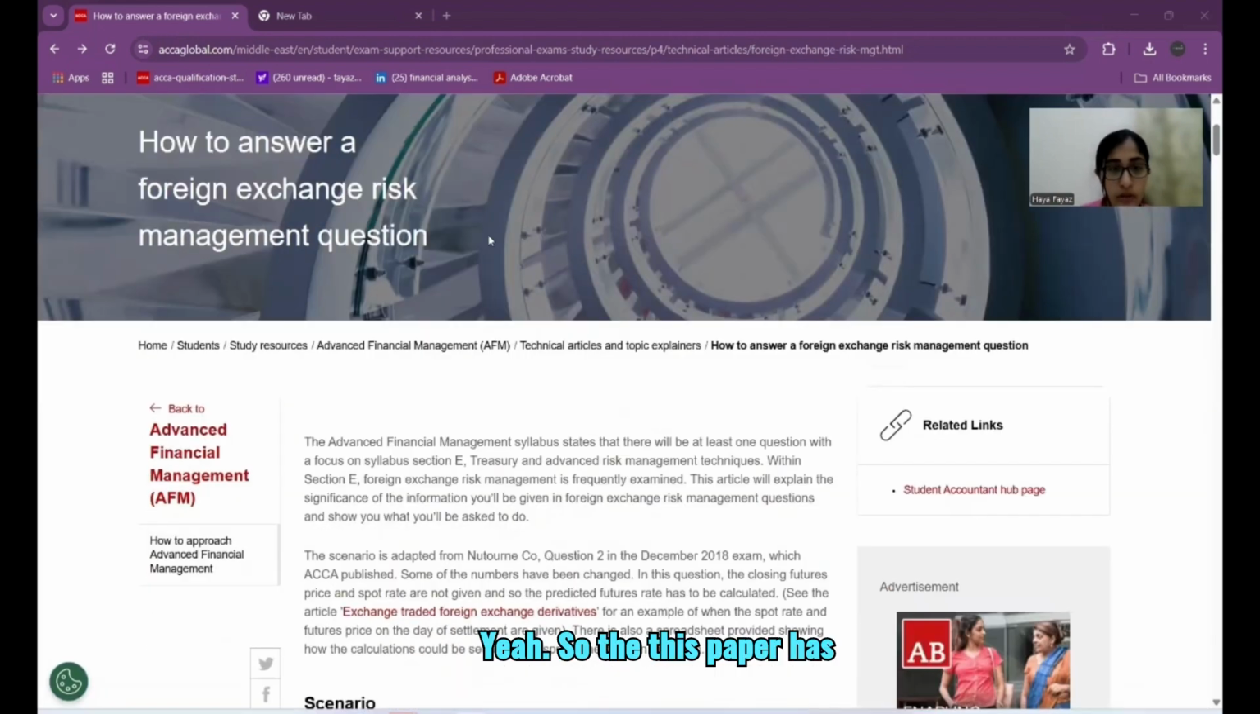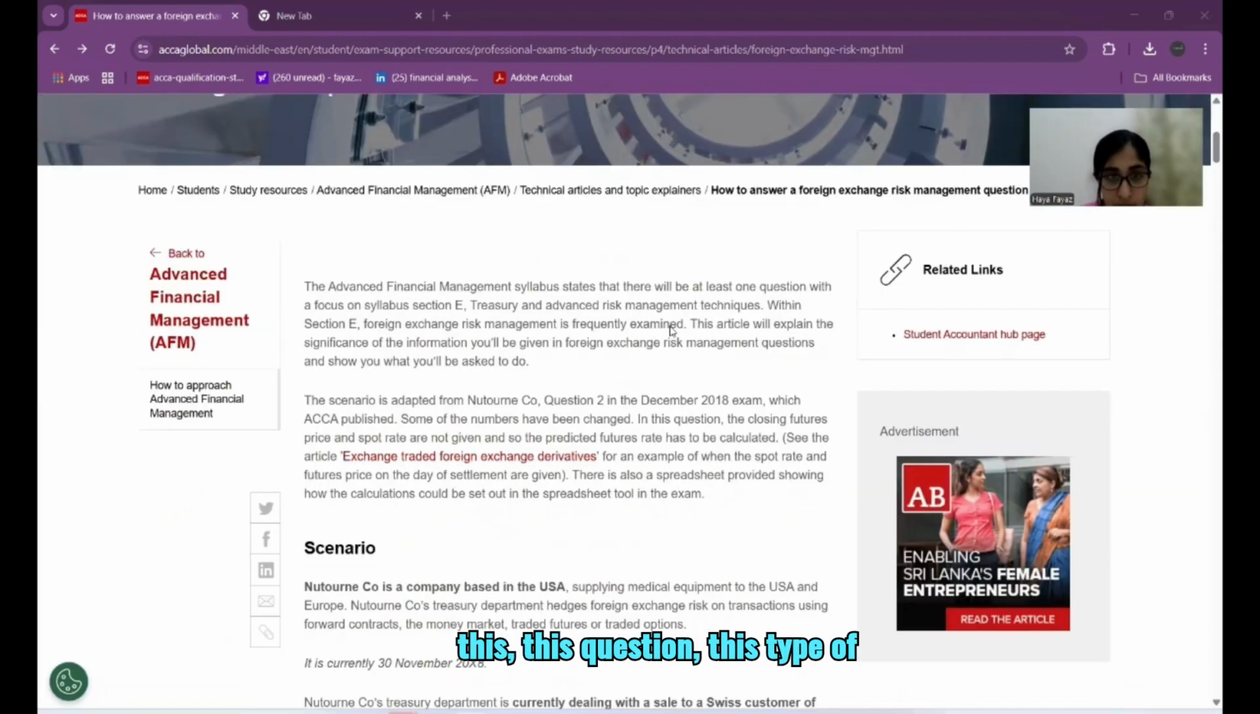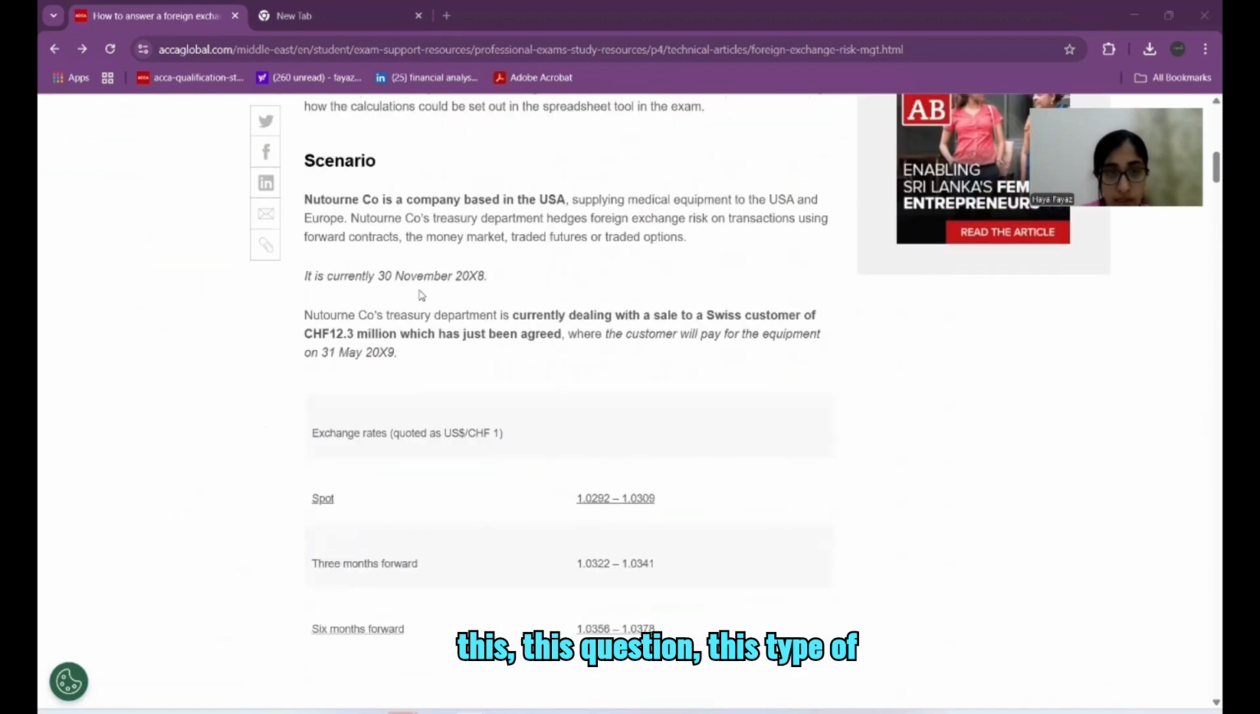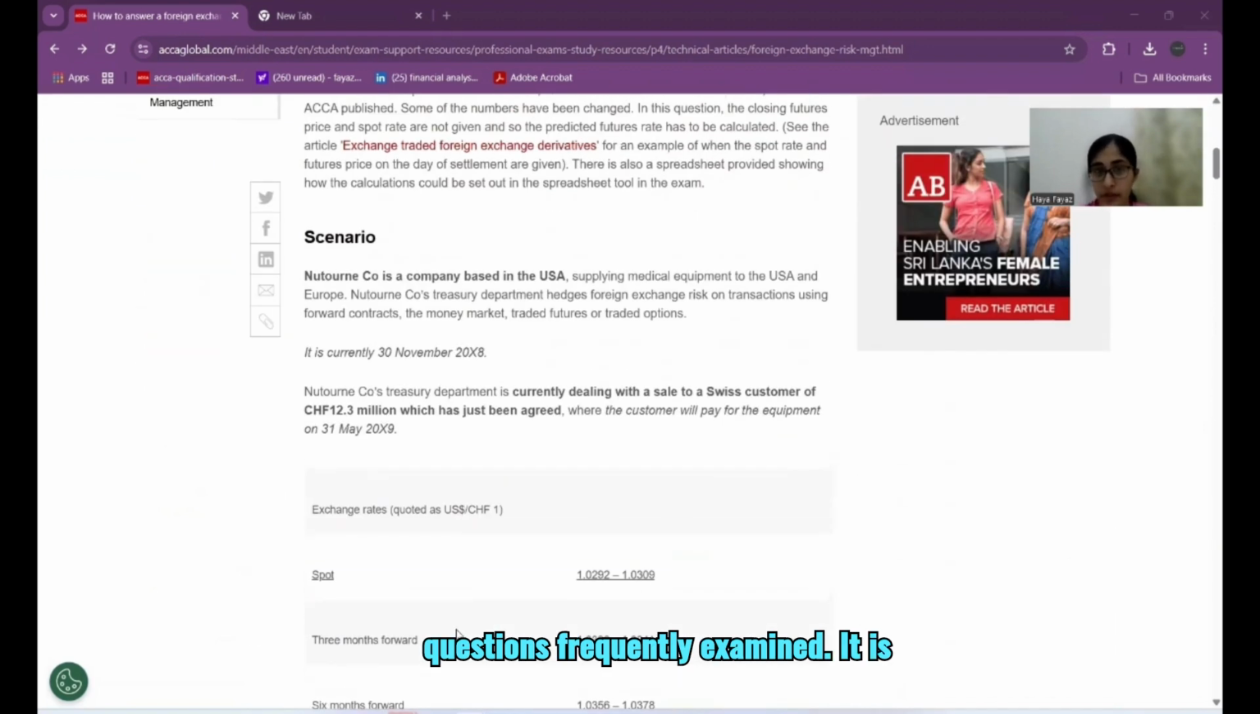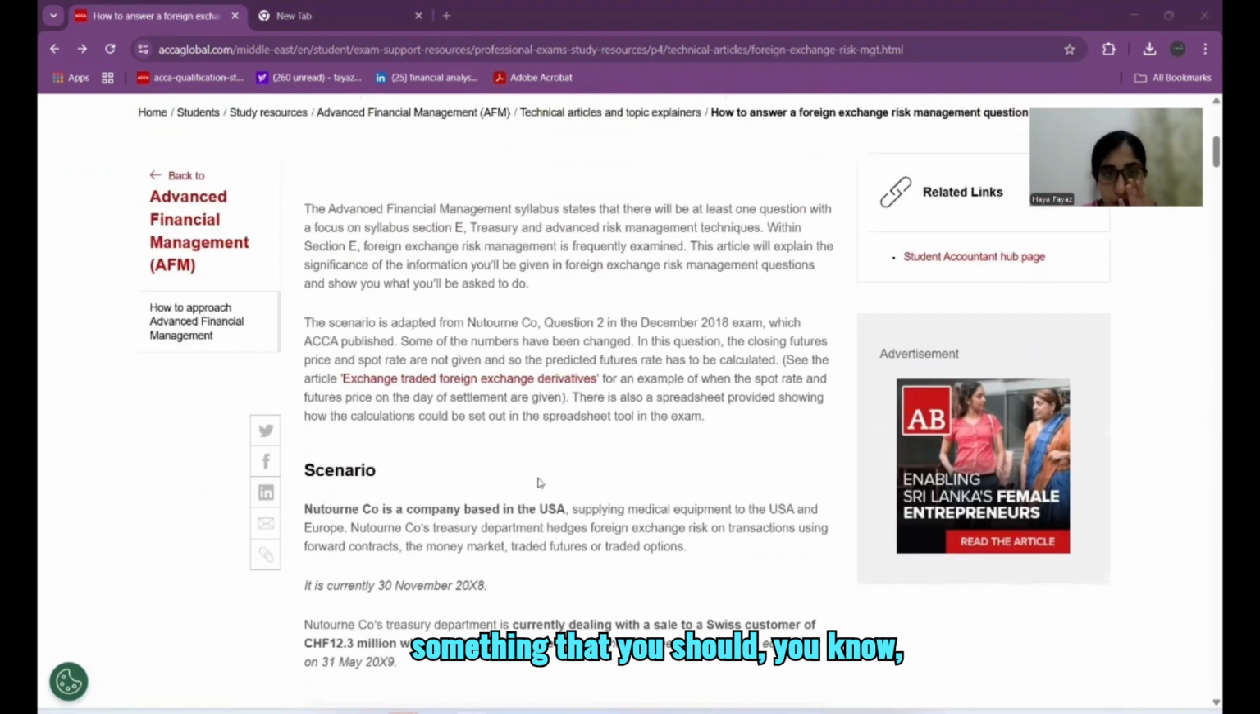So this paper has this type of question. It's frequently examined. It is something that you should know about.